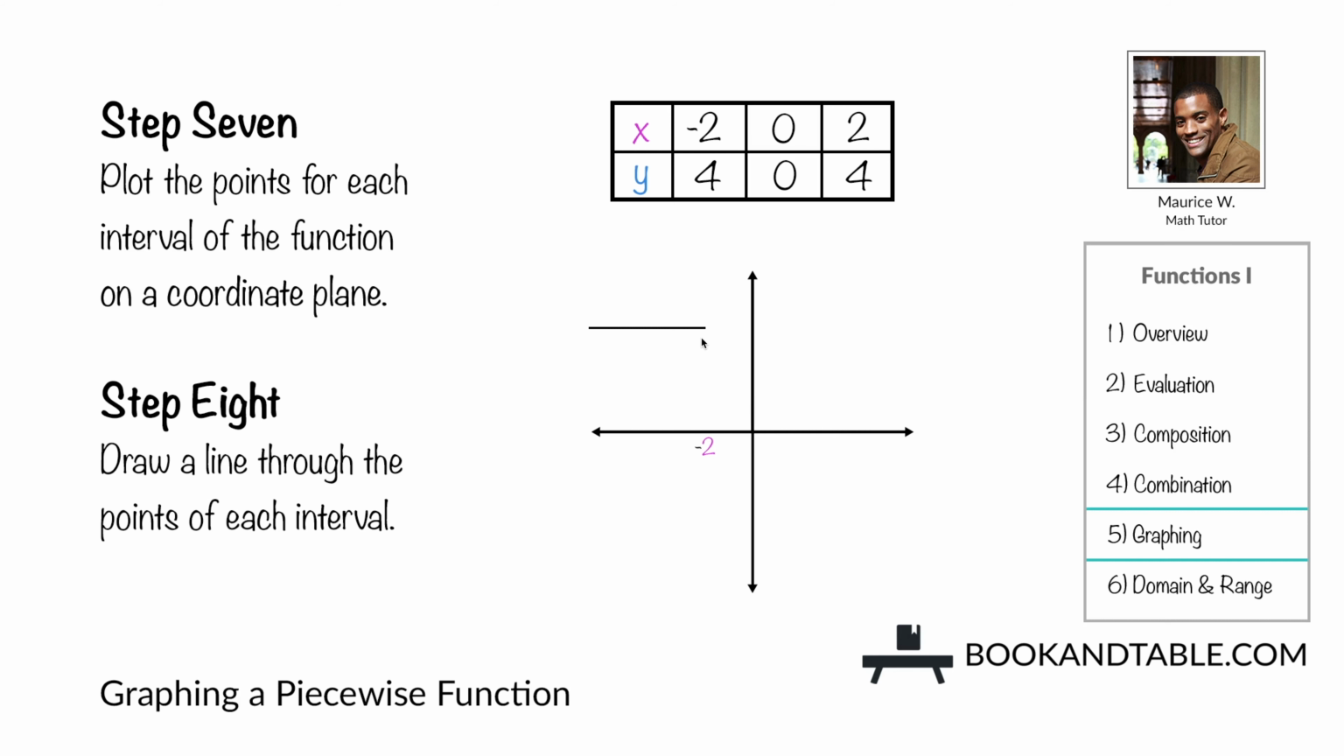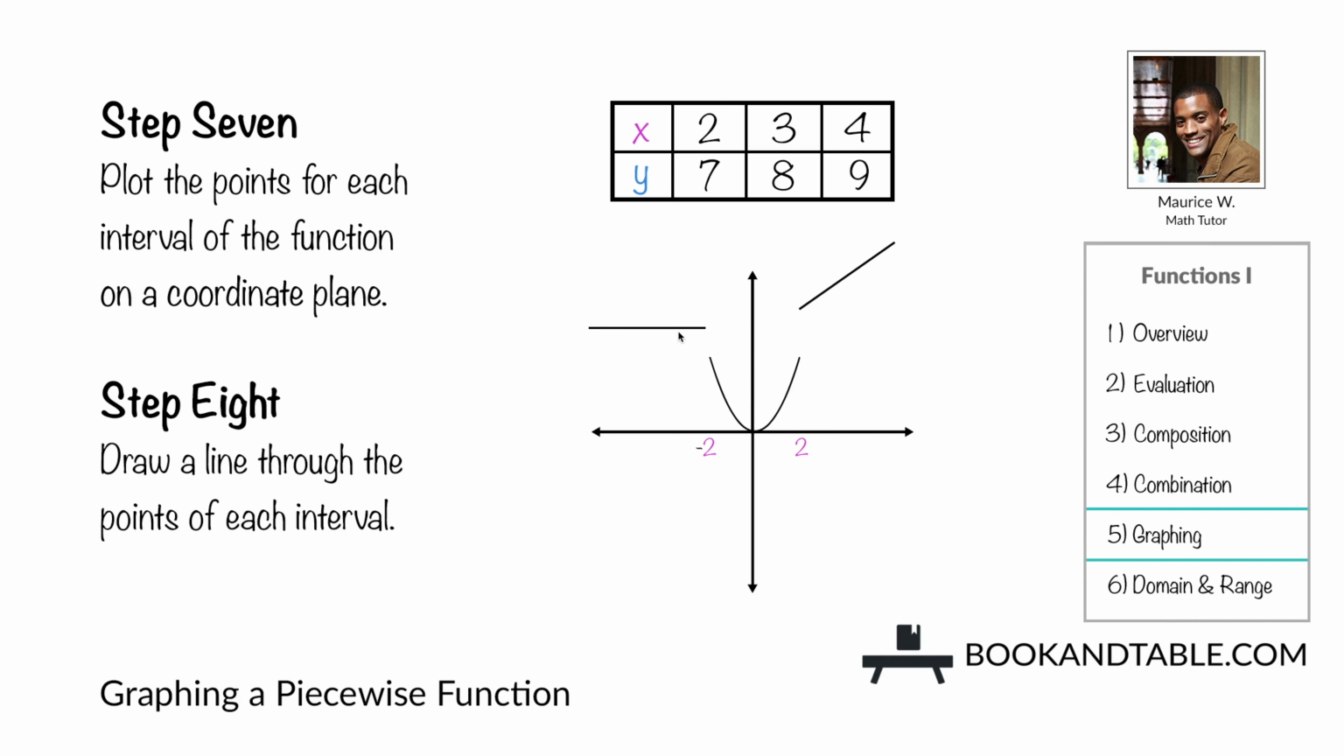And now we take a look at the second table of values. The first point is (-2, 4). The second point is (0, 0). And the third point is (2, 4). And now that we've plotted the points, we can draw a line through those points. And now for the third interval, the first point is (2, 7). The second point is (3, 8). And the third point is (4, 9). And now with these 3 points, we can draw a line through the points to give us a sketch of that interval as well.